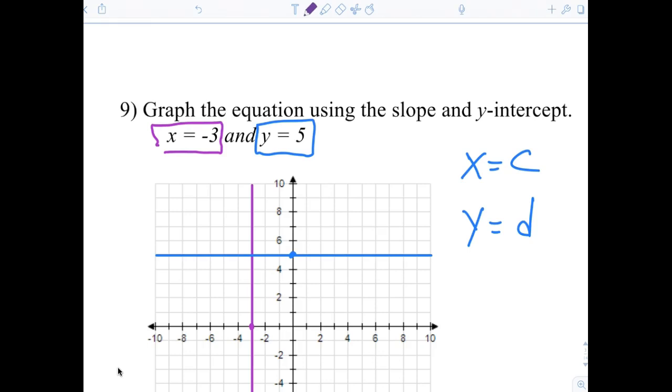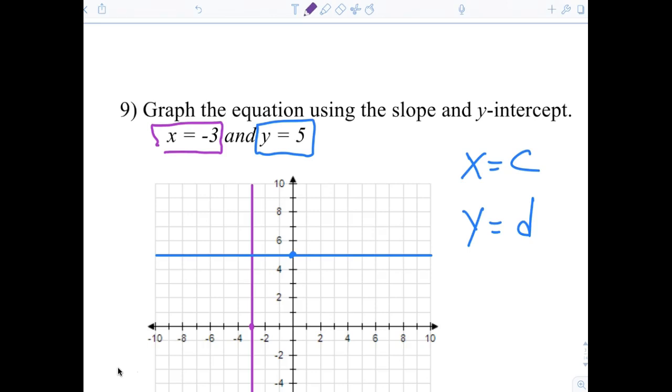Listen, it's always x equals or y equals. The special case is when there's a single variable, right? On most of the lines, they're always going to have x or y. But there are special cases: x equals and y equals. X is a vertical. Y is a horizontal. Everything else has a slope. It's going to be slanted in some way.